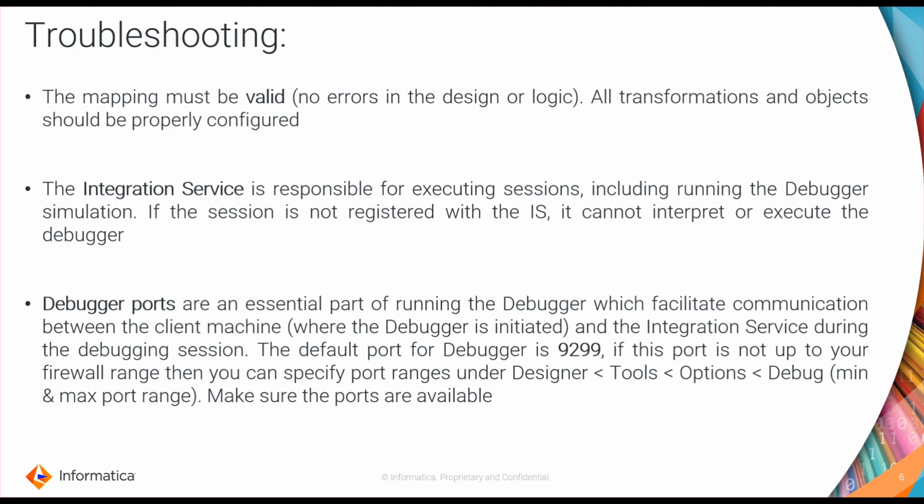Coming to debugger ports, they are an essential part of running the debugger, which will facilitate communication between the client machine where the debugger is initiated and the Integration Service during this debugging session. The default port for debugger is 9299. If this port is not in your firewall range, then you can customize your port range. If you have a minimum and maximum port range, then you can specifically mention that in the client tools: Designer, Tools, Options, Debug. You should make sure the customized port ranges are available and allow bidirectional communication between the client and the server.